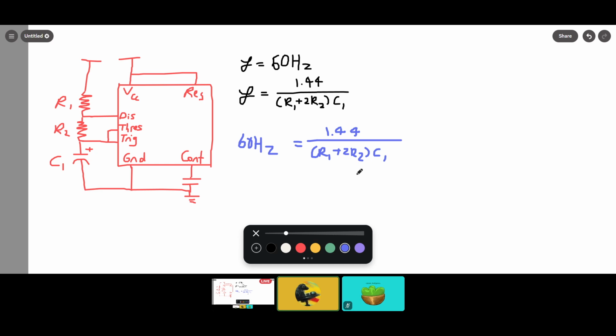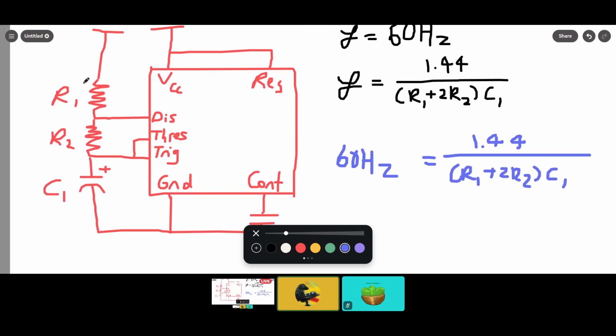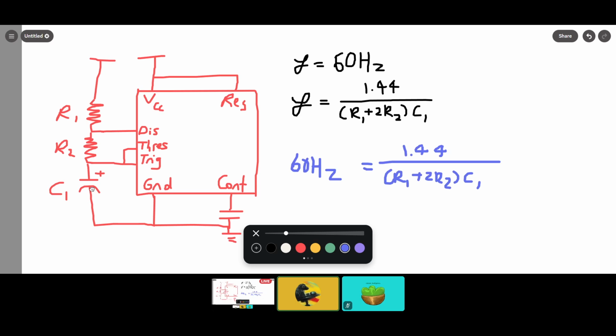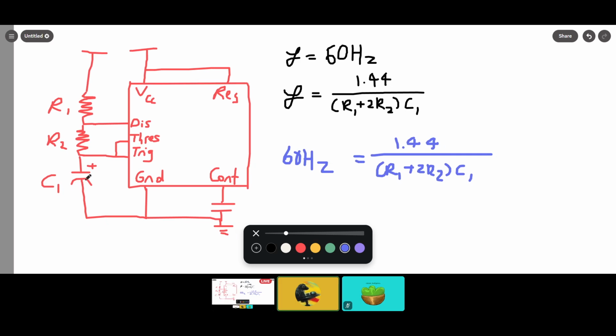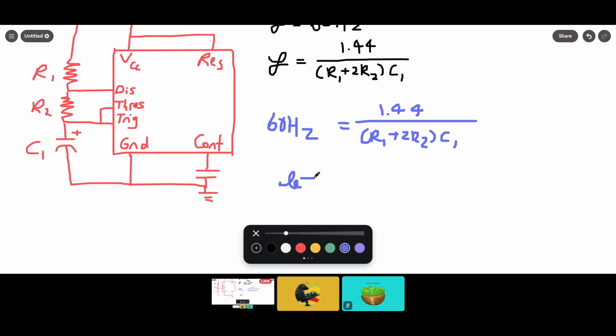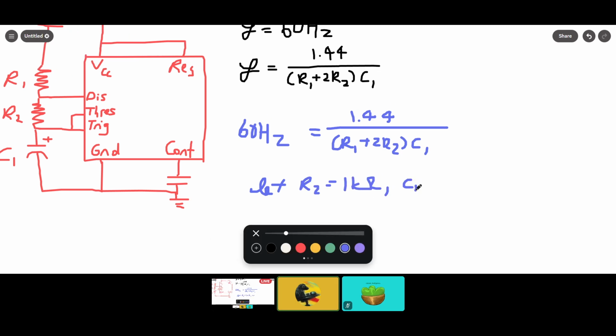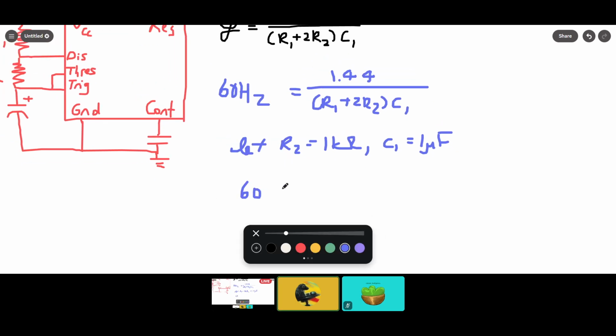Then you remember what I said. We must have 1 unknown only. So we must sub in 1 resistor, we must sub in 1 capacitor value, because we must have 2 components. Or it could be resistor and resistor. But remember the rule. Once you see a capacitor, you just sub in the value of the capacitor first. So I'm going to let R2 be equal to 1 kilo ohm, and I'm going to let C1 be equal to 1 microfarad. And now plugging these values into the equation, we get this.